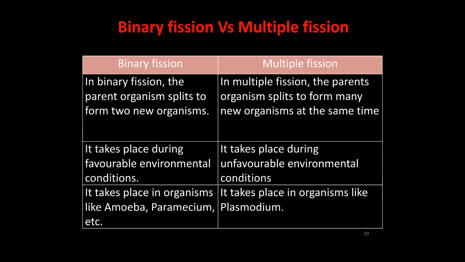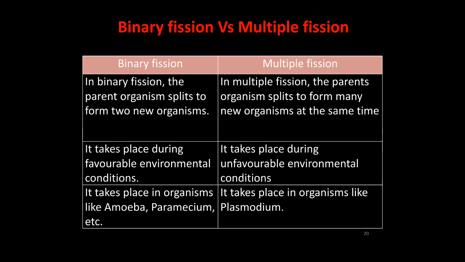Multiple fission is splits into more than two. For binary fission, you remember amoeba. Amoeba becomes one becomes two. Binary fission example is amoeba, whereas multiple fission example is plasmodium. The organism which causes malaria, we call it as plasmodium. That plasmodium is the best example for multiple fission.